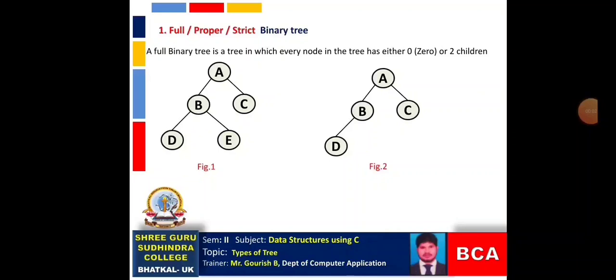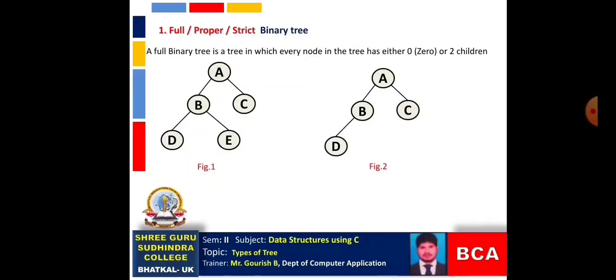Or you can say that except leaf nodes, all the nodes should have exactly 2 children, or every internal node should have exactly 2 children. This kind of tree is called a full binary tree, or proper or strict binary tree. What about figure 1? Is it a full binary tree? Yes, it is. Consider node A.